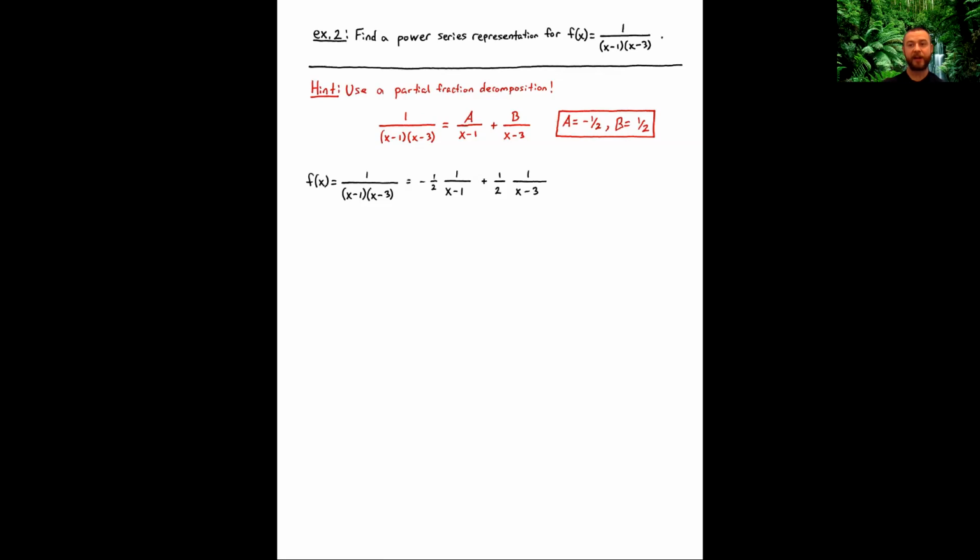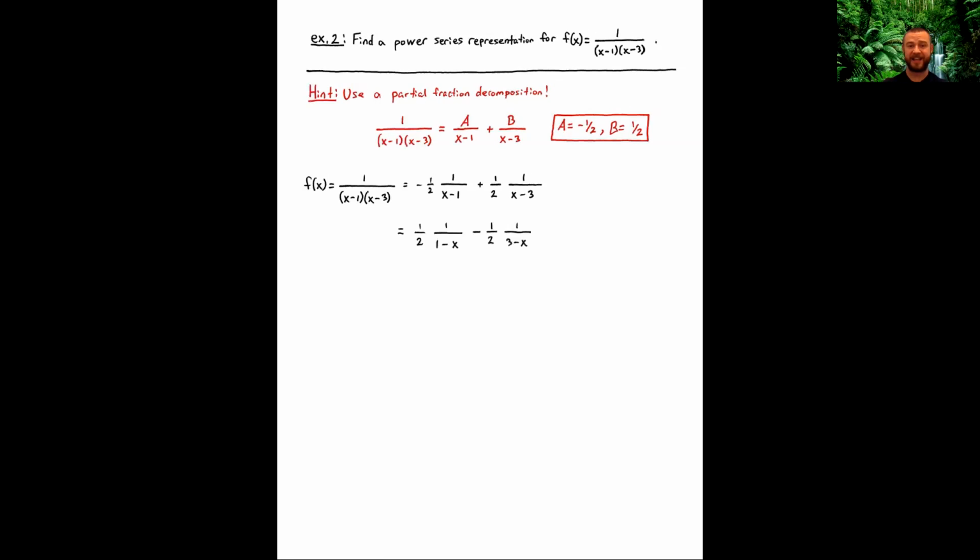Now, these partial fractions almost fit the form of our geometric series result, but we want it to look like 1 divided by 1 minus something. We have them both as partial fractions of the form 1 divided by something minus a number. So we're just going to, again, rewrite this. We can reorder the subtraction by factoring out a negative from each part.